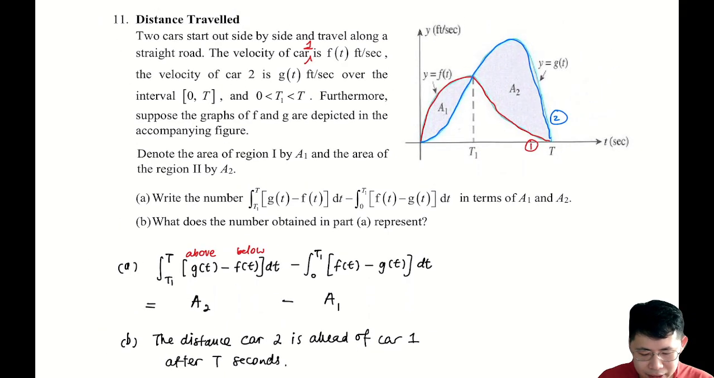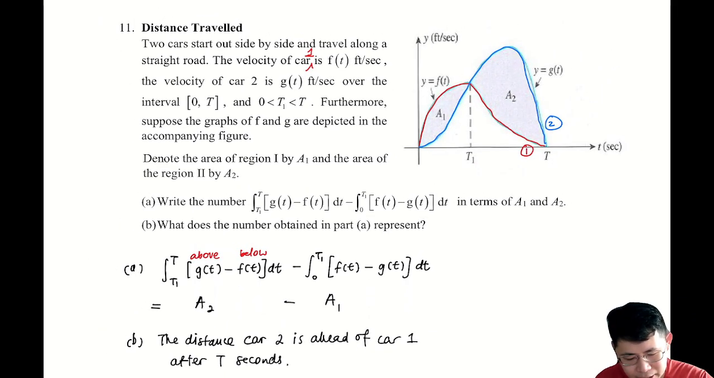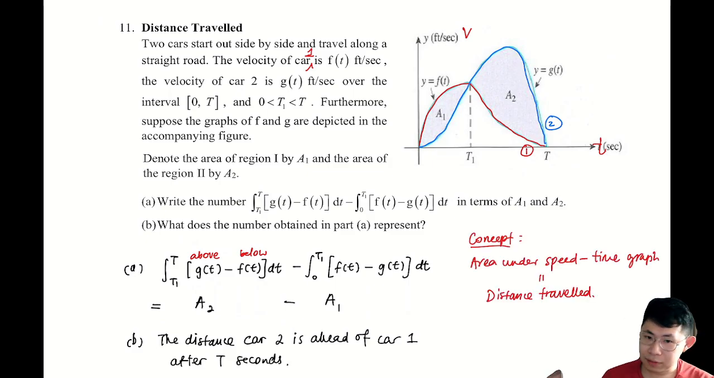Now let's take a look at the graph again. This graph is actually a velocity-time graph. So back in EMATHS, what we've learned is that the area under the curve for a velocity-time graph, or speed-time graph, is actually distance. Because of that, we are looking at the distance traveled by car number 2 ahead of car number 1. So that's just it. Hopefully this is not too confusing for you.